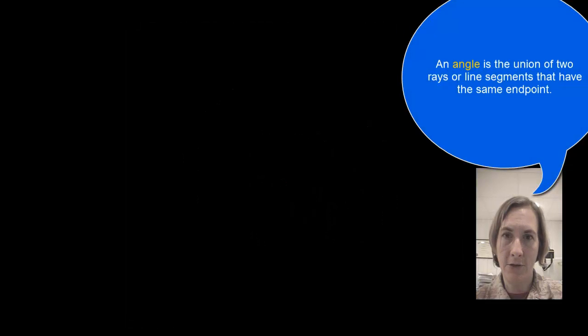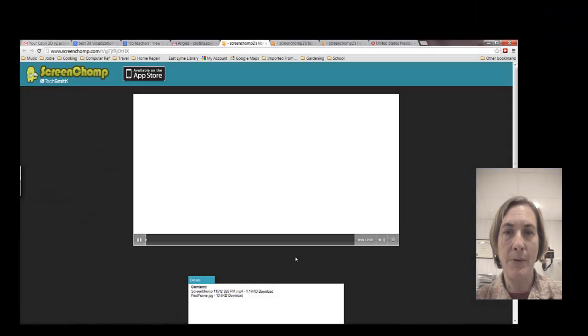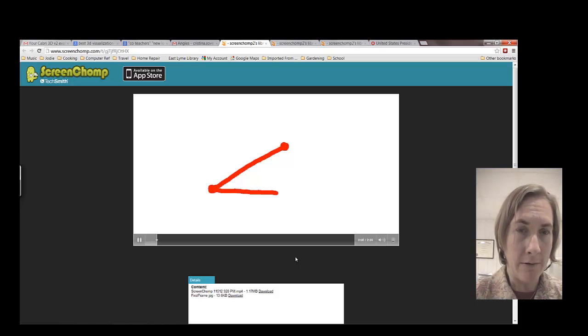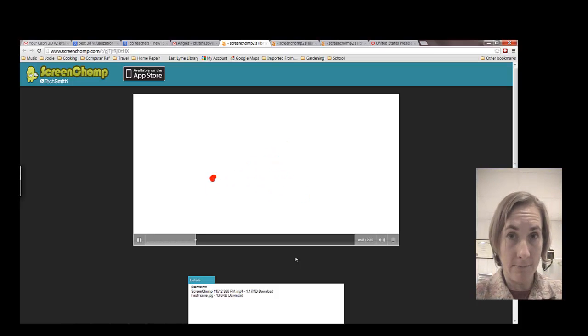Our fourth definition is angle. An angle is the union of two rays or line segments that have the same endpoint. Here are three examples of angles. Here is an example of two line segments that share the same endpoint and whose union forms an acute angle.